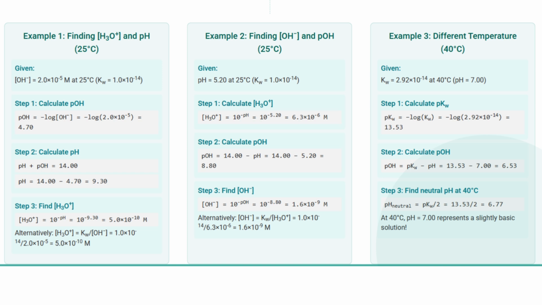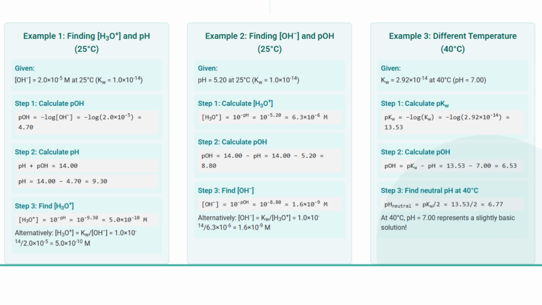Again, the alternative method works too. OH minus equals kW divided by H3O plus, which is 1.0 times 10 to the negative 14, divided by 6.3 times 10 to the negative 6, which also gives 1.6 times 10 to the negative 9 molar. Perfect. Finally, let's tackle an example at a different temperature.